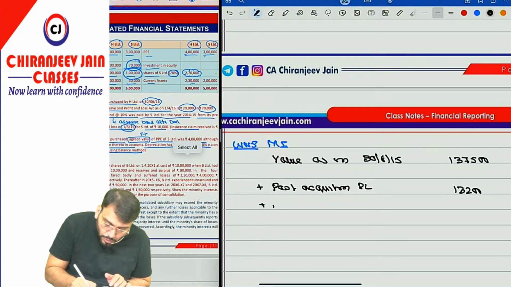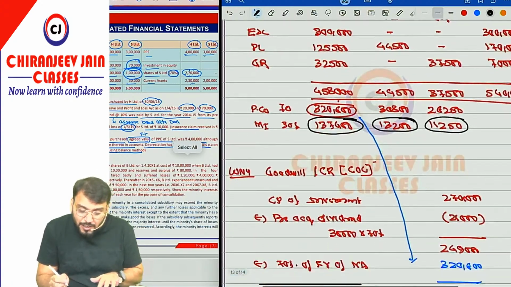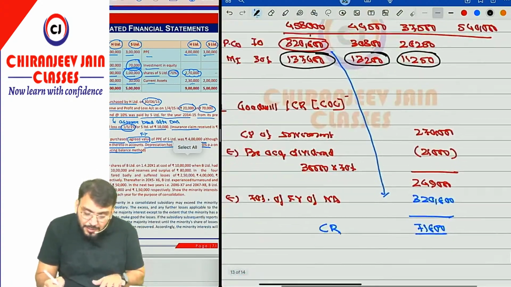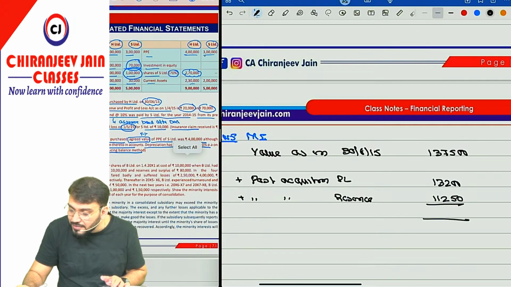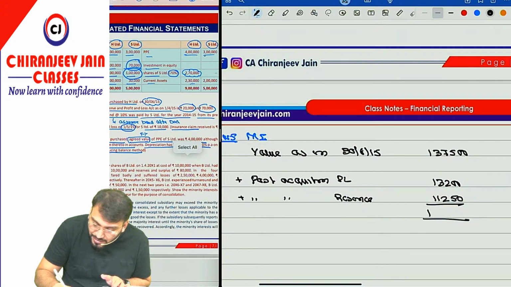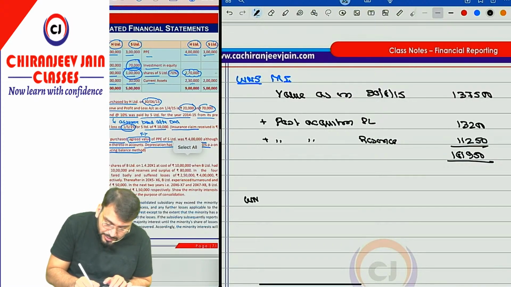Then plus post-acquisition reserve, their share, that means 30%. 30% is 11,250. So add 11,250. What is the total? 1,37,500 plus 13,200 plus 11,250. That is 1,61,950. Then the last, working note number 6, will be what?